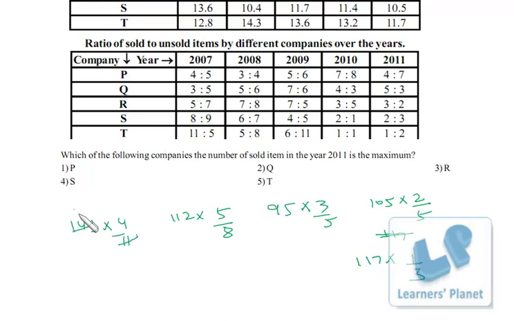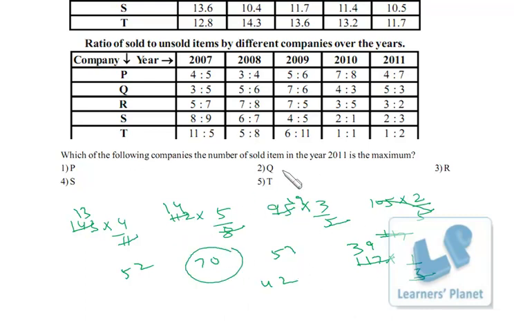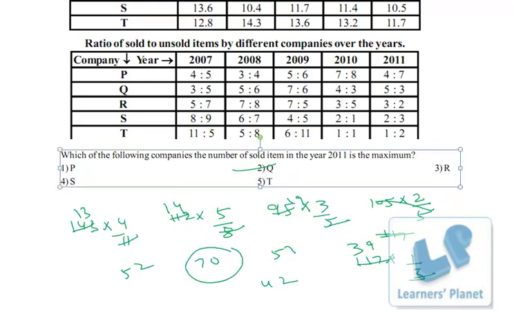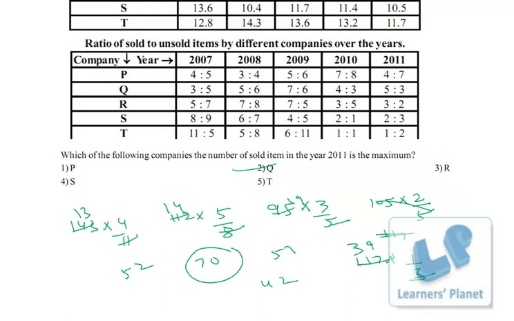13 fours are 52, 70, 57, 42, and 39. So we have to find out in which of the companies the number of sold items is maximum. So maximum we have 70, so that's for Q. I hope you are clear.